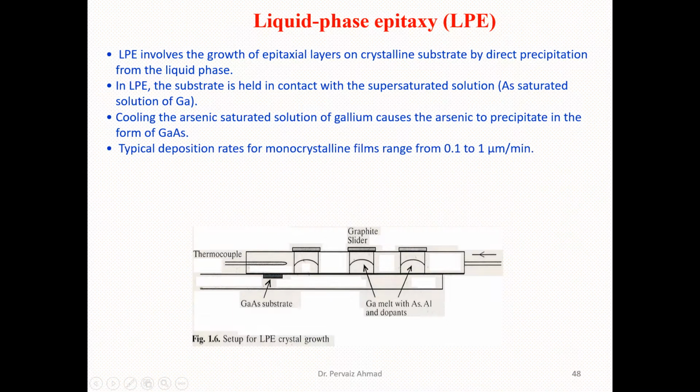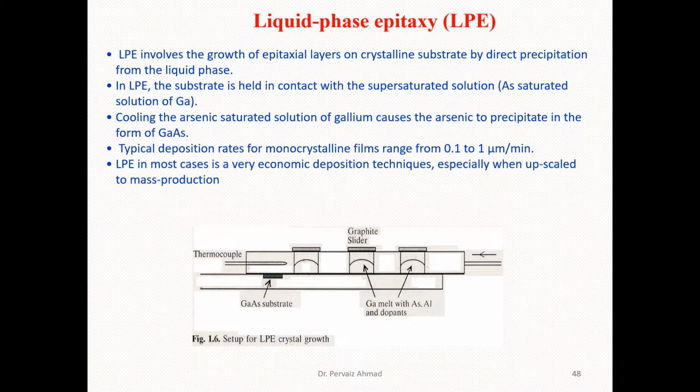The typical growth rates for monocrystalline film range from 0.1 to 1 micrometer per minute. We remember that LPE in most cases is a very economical deposition technique, especially when upscaling to mass production is needed or required. So that's all we have for this lecture.